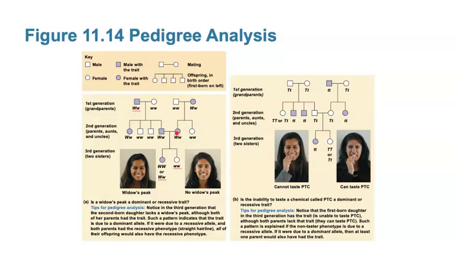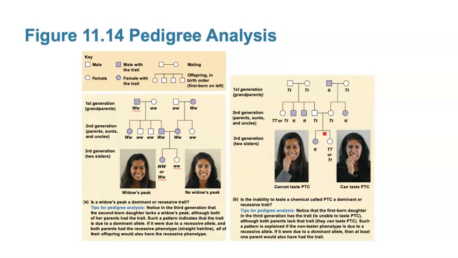But right here, look at this. Here's 2 people with widow's peak and they have a kid without it. The only way that could happen is if those 2 parents were heterozygous. And that means that they have the trait and that trait must be dominant. That's the only way you can get a recessive.